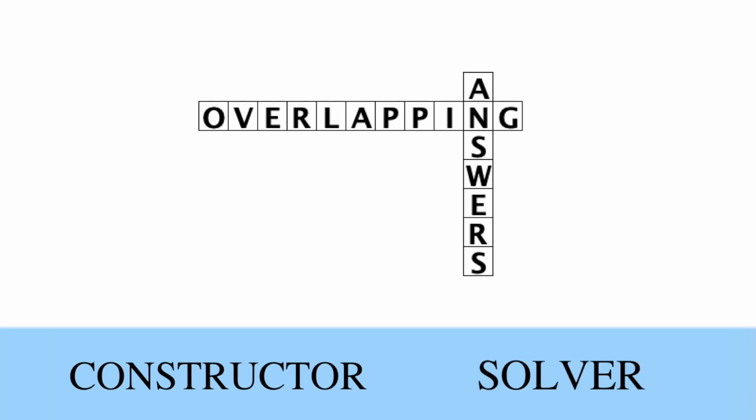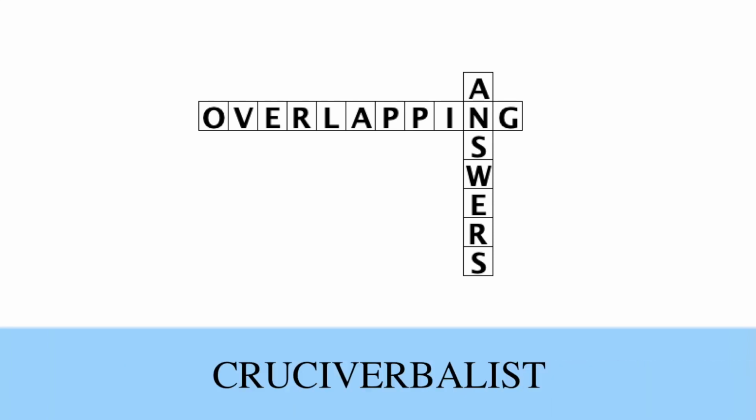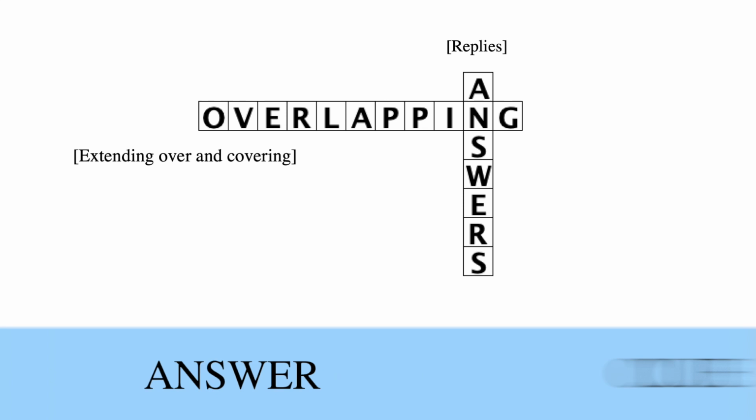A crossword is a puzzle with overlapping answer words. It's made by a constructor and solved by a solver. Both of these people are cruciverbalists. Each answer has its own distinct clue.